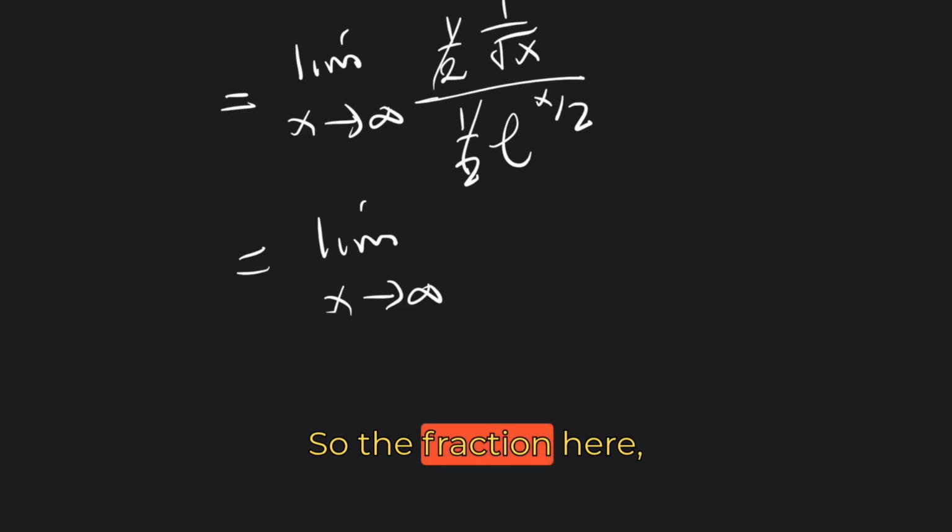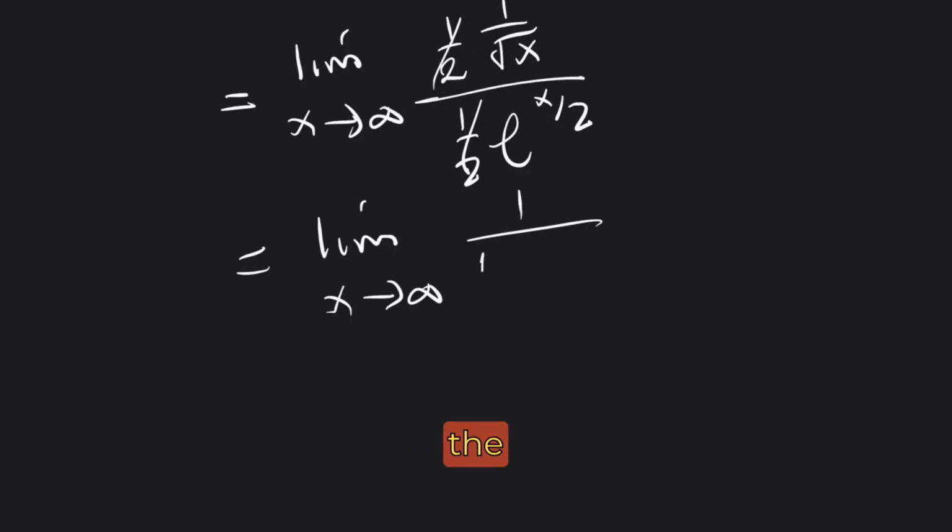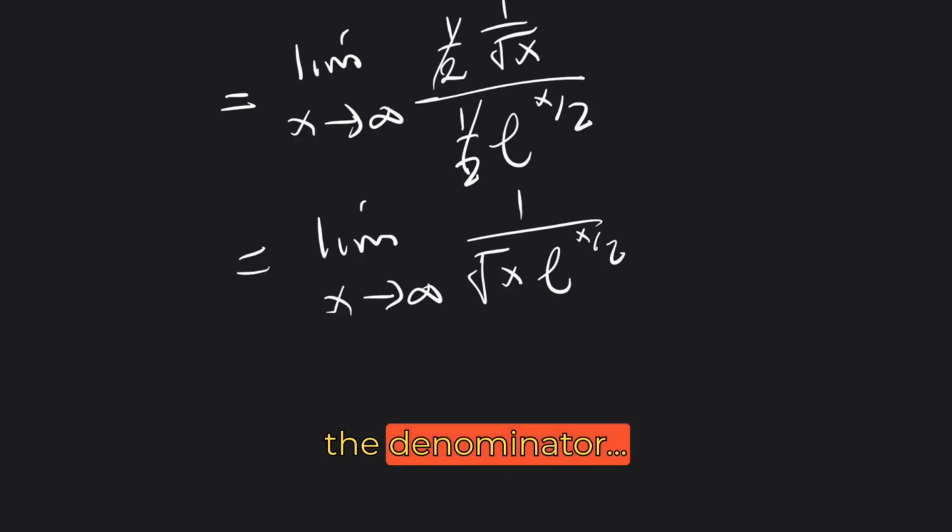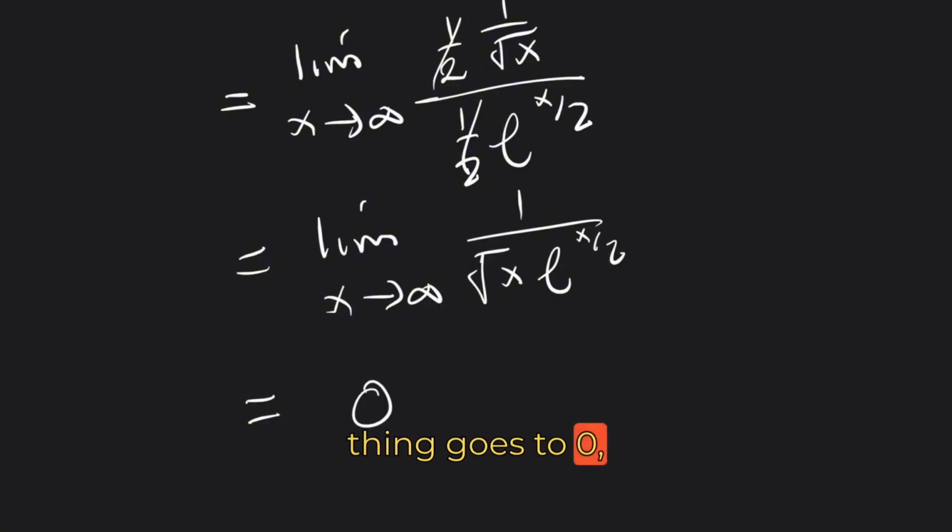So for the fraction here, we can multiply both the numerator and the denominator by the square root of x, so that this is just 1 over the square root of x times e to the x over 2. Okay, so as x goes to infinity, the denominator goes to infinity, so this thing goes to 0, because you have 1 over a big number, which is 0.